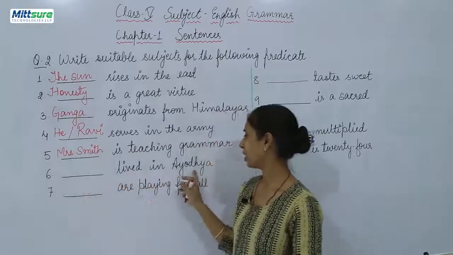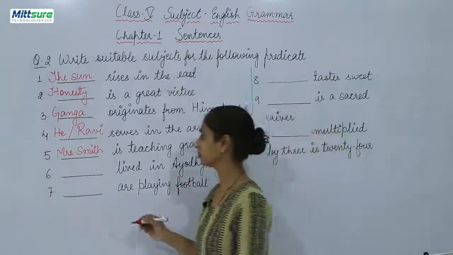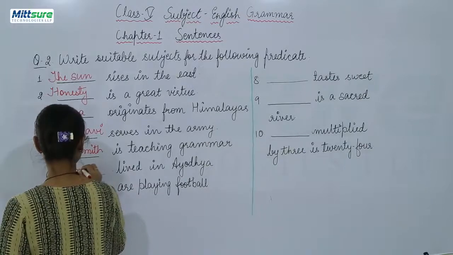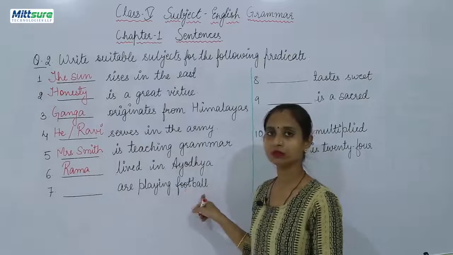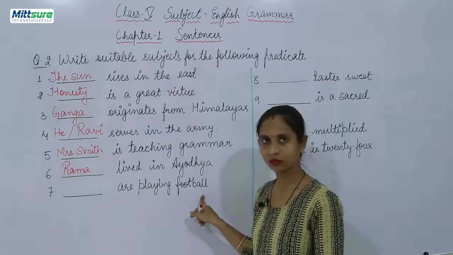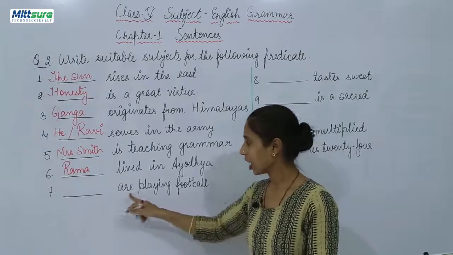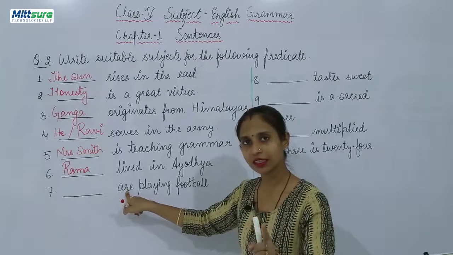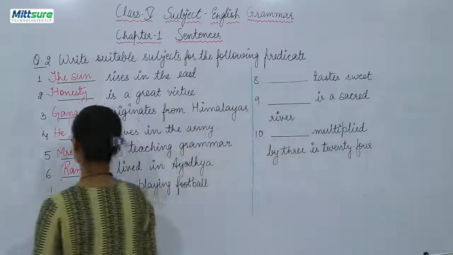Dash lived in Ayodhya. Rama lived in Ayodhya. Dash are playing football. Children are playing football. I hope you have understood this. Are is coming. That means something plural you have to write, not a single thing. So, children are playing football.